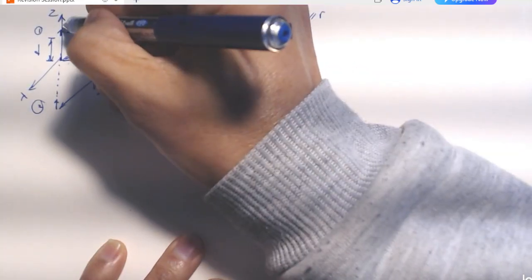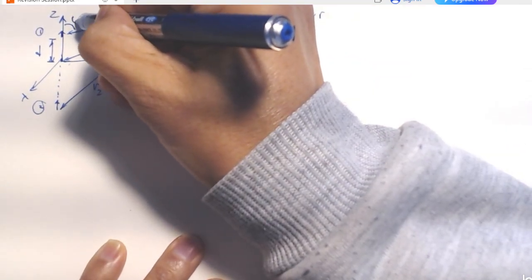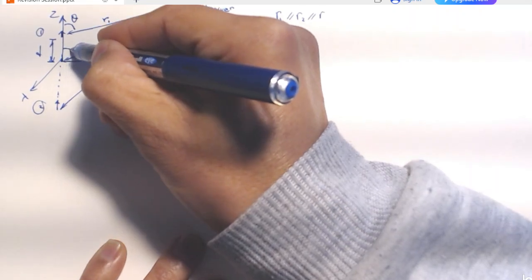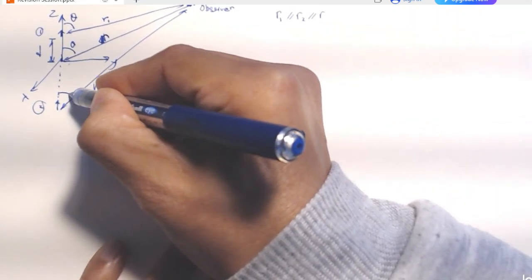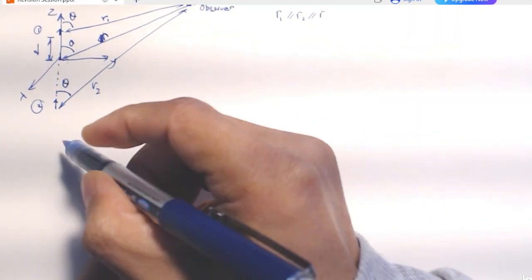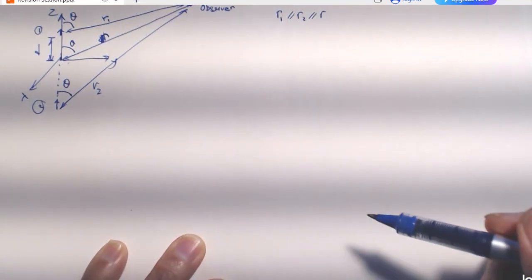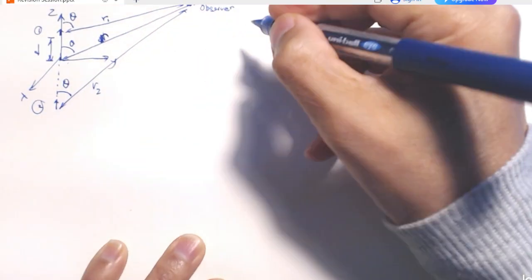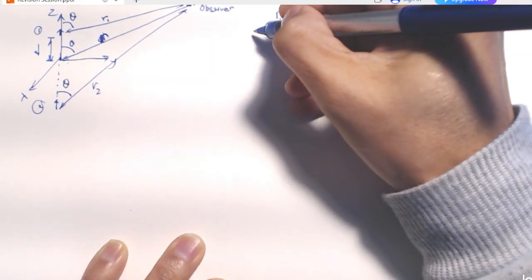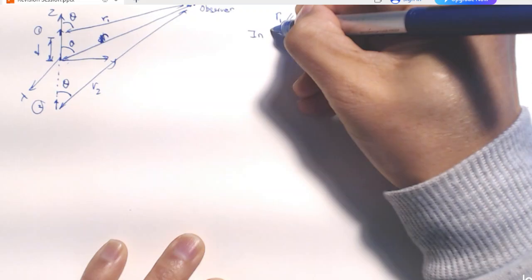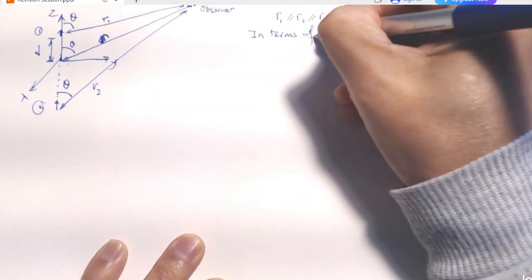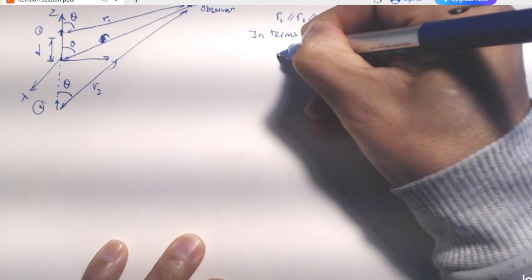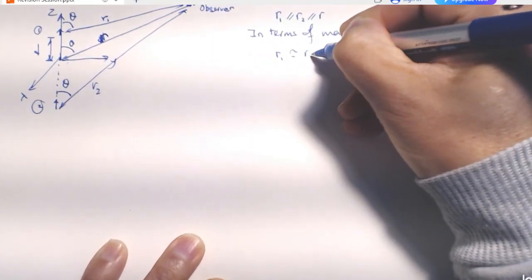So in this case, if there is an angle of elevation in here, theta, then we expect another angle of elevation here, also theta. And the angle of elevation for the image antenna is also theta. And in terms of magnitude, we can approximate R1 is more or less equal to R2, more or less equal to R.